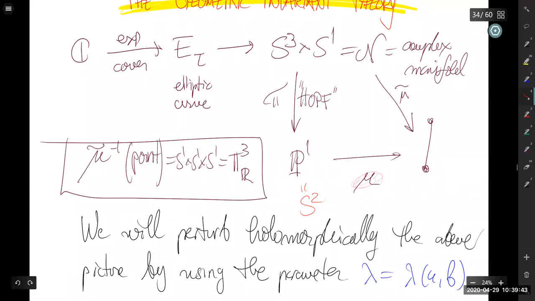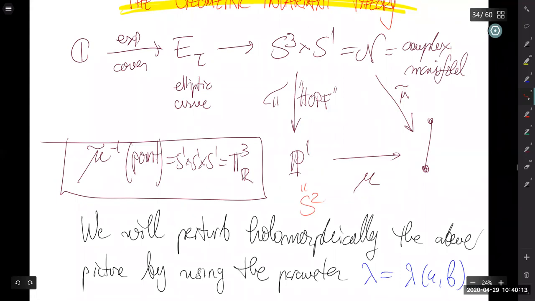Now, this moment map lifts to a lifted non-commutative moment map from S3 cross S1 to the interval, so that the inverse image of a point, well, it was a circle here, and now it's going to be, I have too many S1s here, of course. It was a circle here, and now it's an S1.